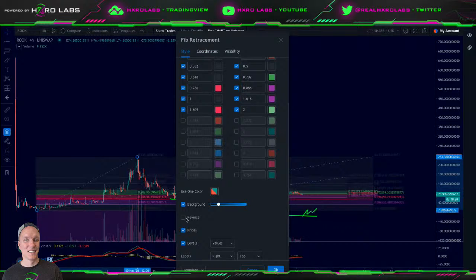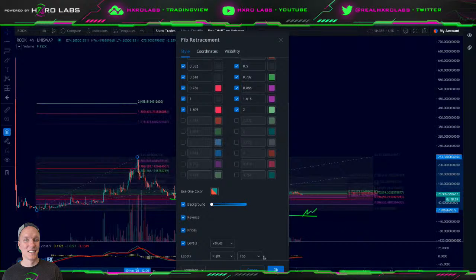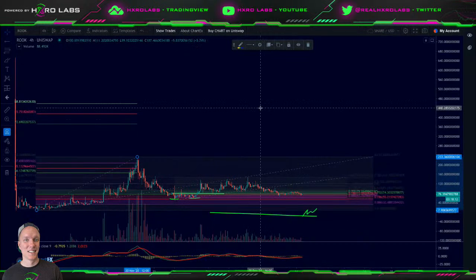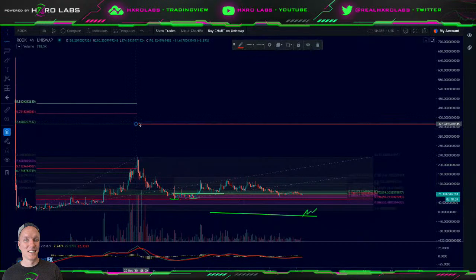Okay. And I have to reverse it. Move that. Let's go to the left. Really like when this is green. Okay, we're good. So yeah, look at that. 372. That's where I'd be targeting if I'm breaking out from here.